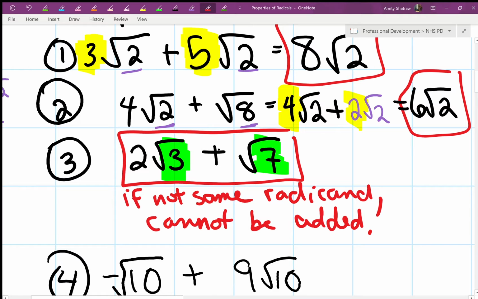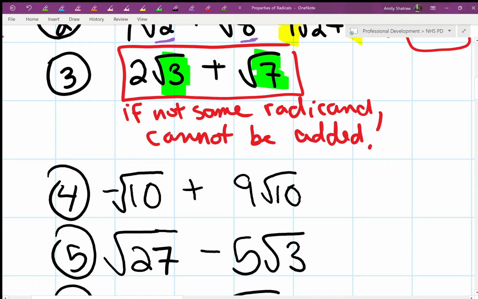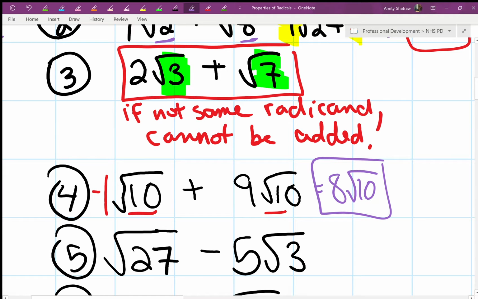All right, so now I'm going to move into some examples that have subtraction, and right away I see that there's a negative square root of 10 and there's a positive 9 times the square root of 10. These square roots of 10 definitely match, so I should be able to add, but you might want to remember that there is a hidden invisible negative 1 out in front. 9 minus 1 ends up being 8 square roots of 10 that I have left after I've done that subtraction.